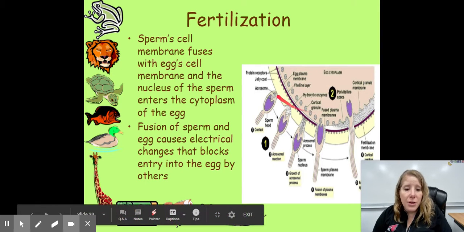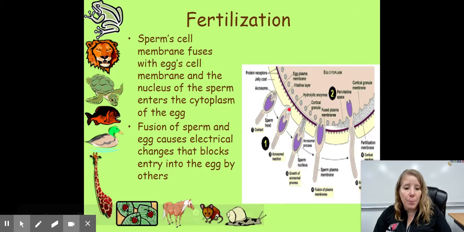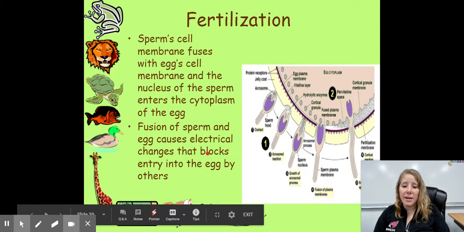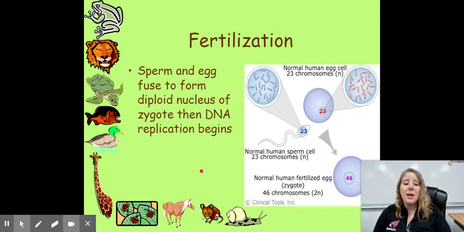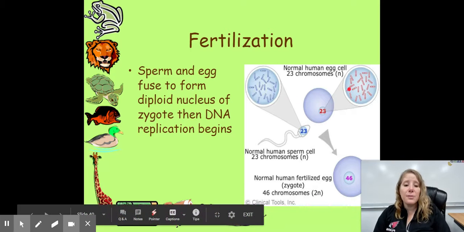All right, so the sperm cell fuses with the egg membrane. That acrosome will burst and create a hole where then the DNA of the sperm can enter and fuse with the nucleus of the egg. And again, that fusion of the egg causes electrical changes that block the entry of any other sperm. So fertilization happens when the sperm and egg get together. As soon as sperm and egg get together, you are a zygote.